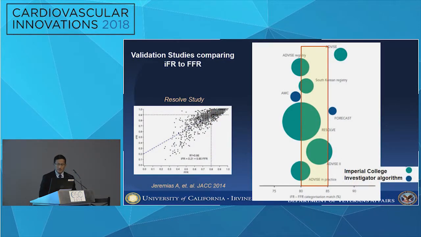So going back before these studies, there were correlation studies that showed that, as I mentioned, IFR and FFR tend to correlate only 80% of the time. And the discordances tend to happen in patients who are around the borderline, where the FFR is like 0.80 or 0.79, or the IFR is 0.89.